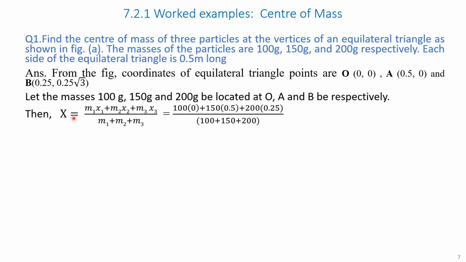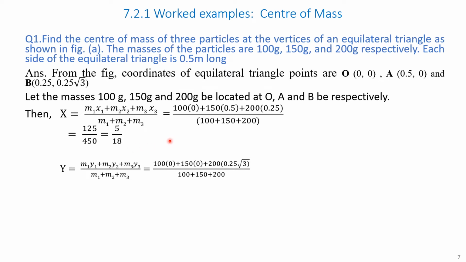Therefore, now we will find the coordinate X. We know the formula: X is equal to m1 x1 plus m2 x2 plus m3 x3 divided by m1 plus m2 plus m3. That is equal to 100 into 0, here x1 is 0, plus 150 into 0.5 plus 200 into 0.25, because we have marked the coordinates here, divided by the weights m1 plus m2 plus m3, that is 100 grams plus 150 grams plus 200 grams. Simplifying, we get the answer X is equal to 5 divided by 18.